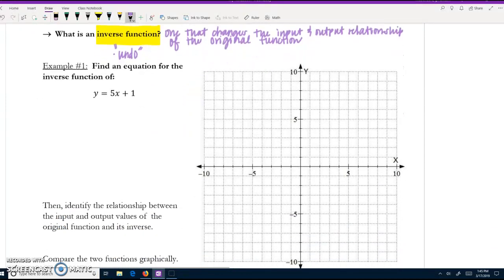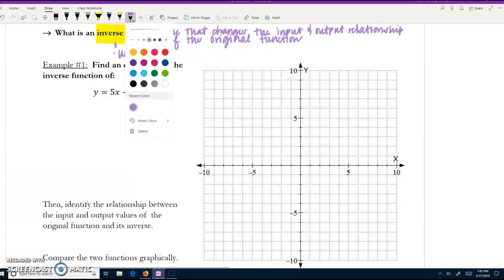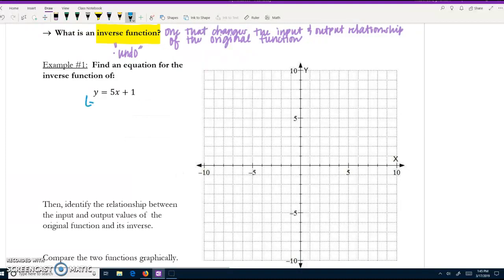So we're going to start off by finding the inverse function or the inverse equation for a linear function, for a line. So this will be a pretty straightforward example. We're going to start off with y is equal to 5x plus 1. So the first step to solve for an inverse function is actually kind of a fun one, I think. All that you're going to do is flip your x and y values. So anywhere the x's are, you're going to replace them with y's and vice versa.